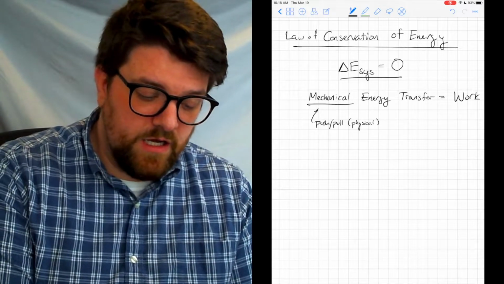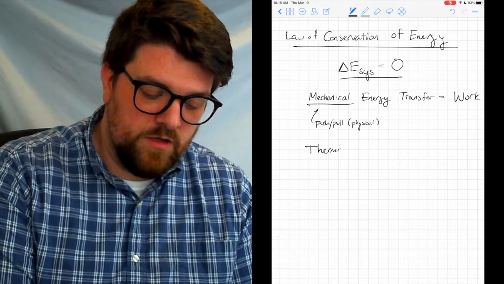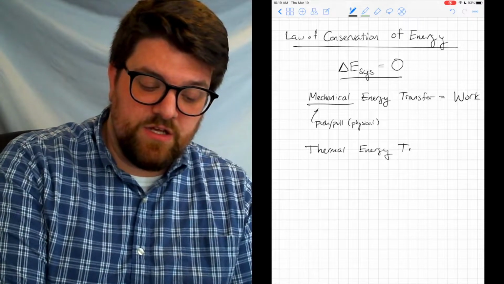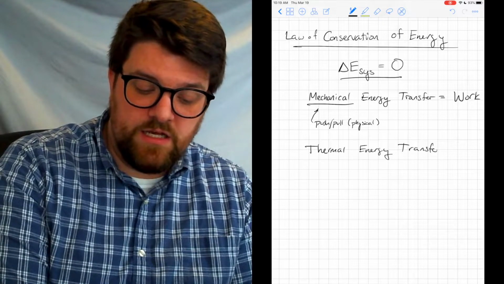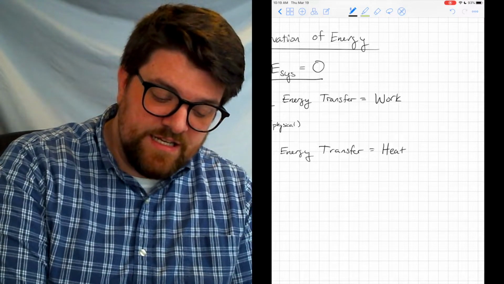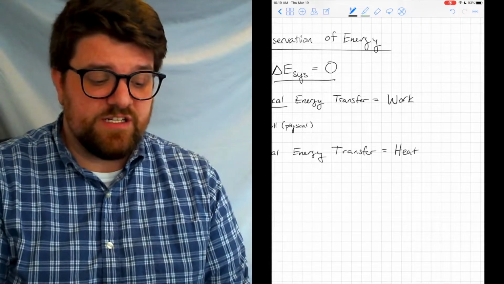When we're talking about thermal energy transfer, we're going to talk about that in terms of heat, right? We're heating or cooling something. We're transferring this heat energy, this thermal energy.